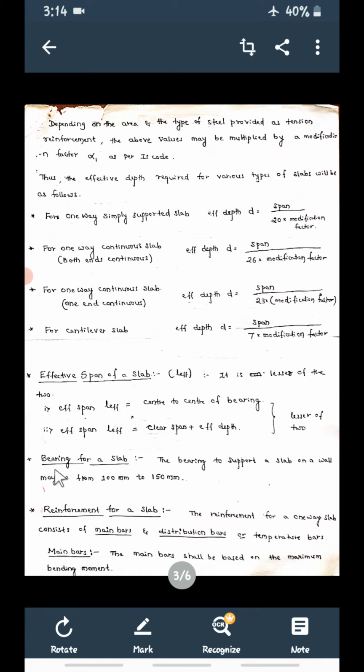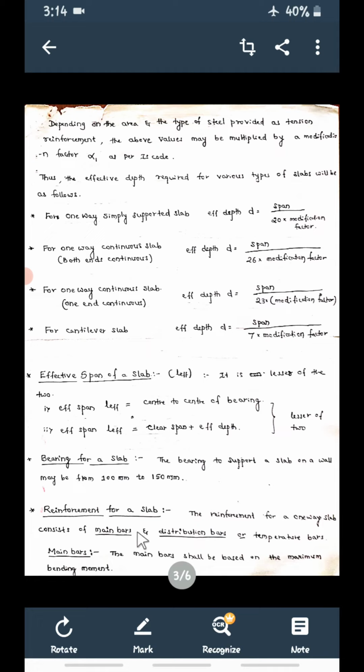Then next, bearing for a slab. Bearing means nothing but support. The bearing to support a slab on a wall may be 100 to 150 mm. If it is not given in the problem, straight away you can assume the support or bearing is equal to 100 mm or 150 mm. Any value you can assume as a support or bearing.